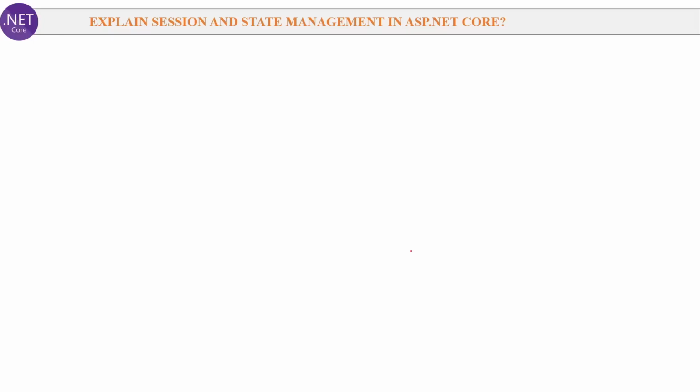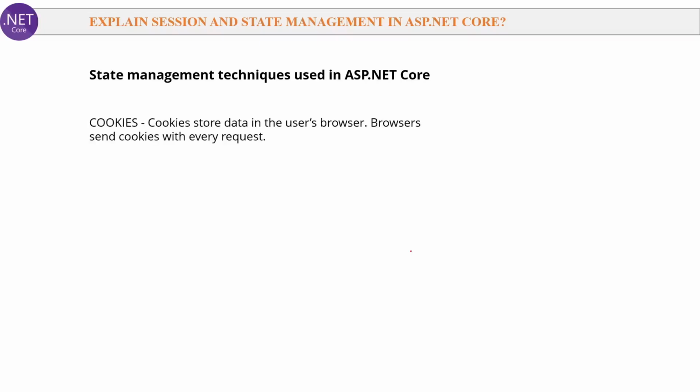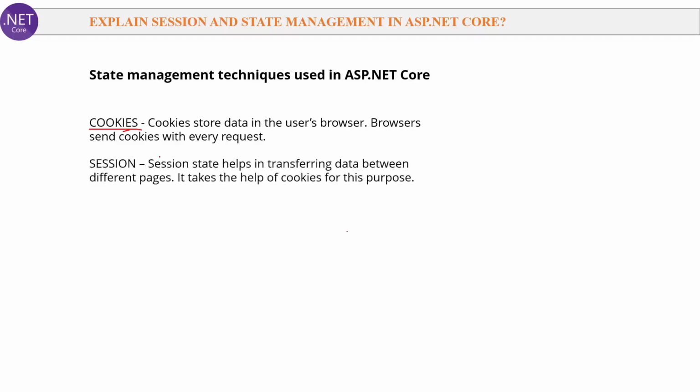Explain session and state management in ASP.NET Core. Here are the state management techniques used in ASP.NET Core. Most of them are similar to ASP.NET MVC. Here is the first one, which is cookies. Cookies store data in the user browser. Browser sends cookies with every request. Second is session. Session state helps in transferring data between different pages. It takes the help of cookies for this purpose.